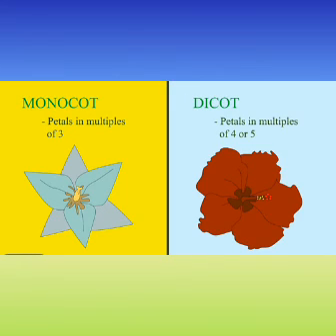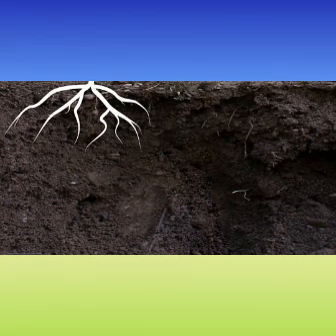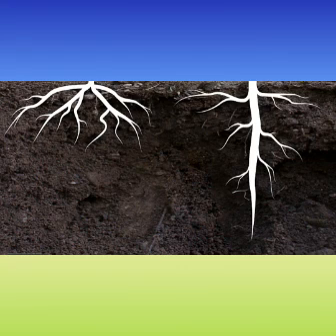Coming to the flowers, in monocots petals are in multiples of 3, but in dicots petals are in multiples of 4 or 5. Coming to the root system, in monocotyledons the root system will be fibrous. As you know, two different root systems are present, fibrous and tap root system. In dicots, we can see the tap root system. The main root will be present in dicotyledons.